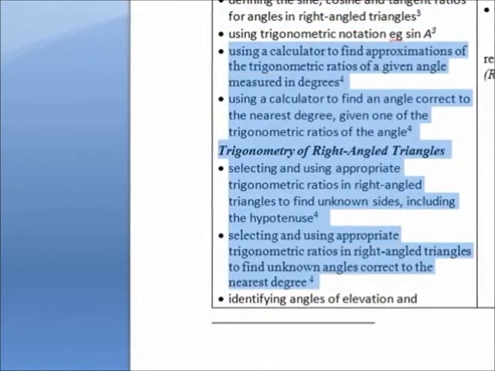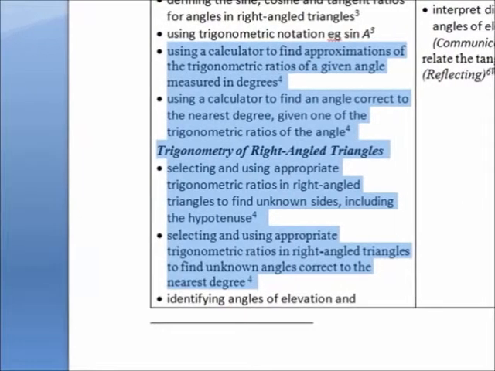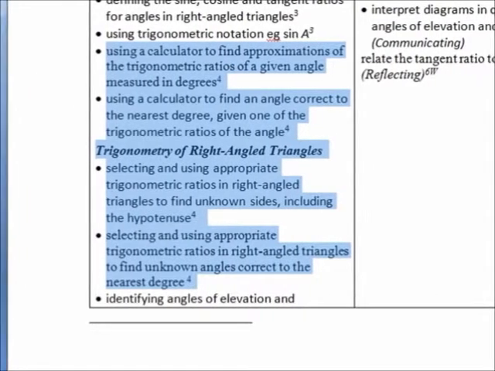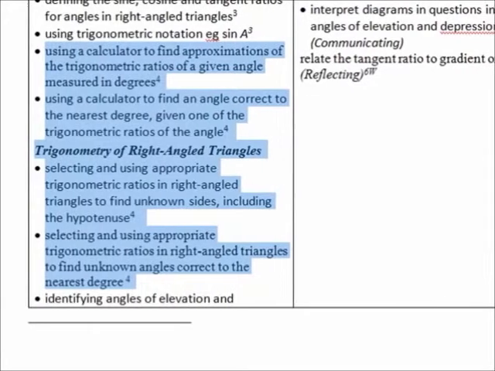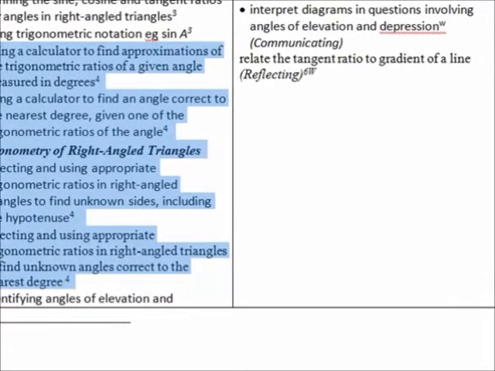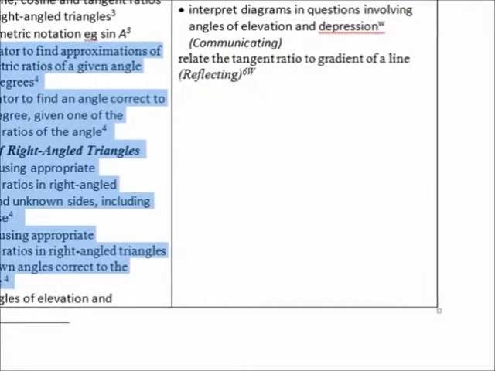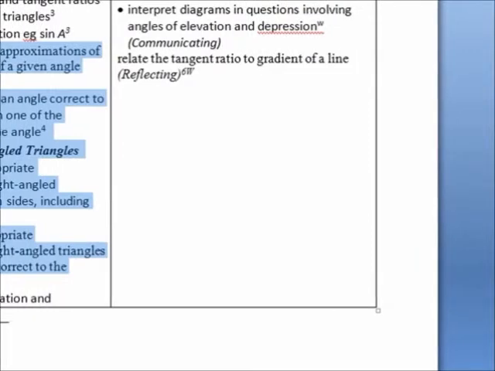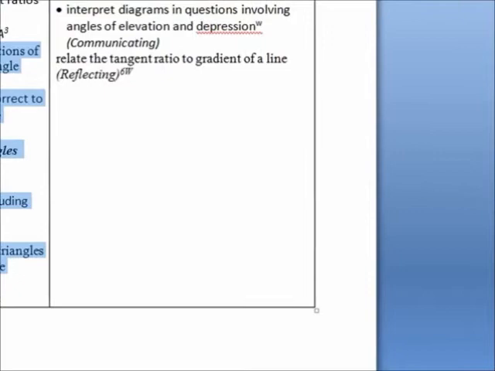The students are then required to use calculators to find trig ratios for a given angle in degrees, and to use the calculator to find angles to the nearest degree, given one trigonometric ratio of the angle. They're also required to select and use appropriate trig ratios in right angled triangles to find unknown sides, including the hypotenuse, and to find unknown angles correct to the nearest degree.